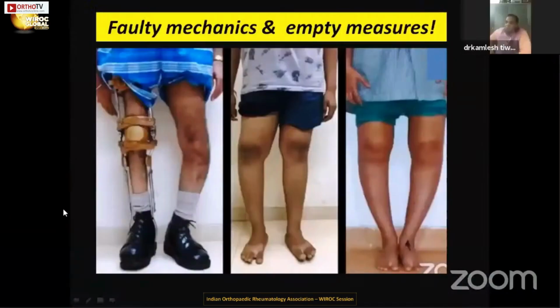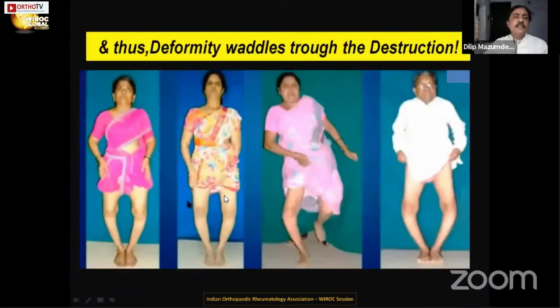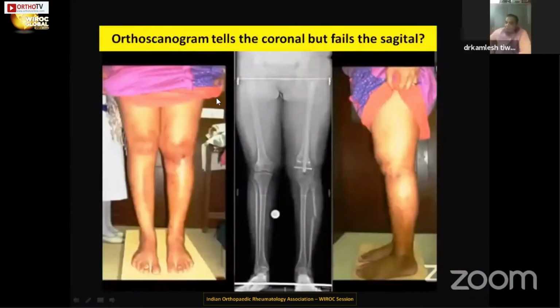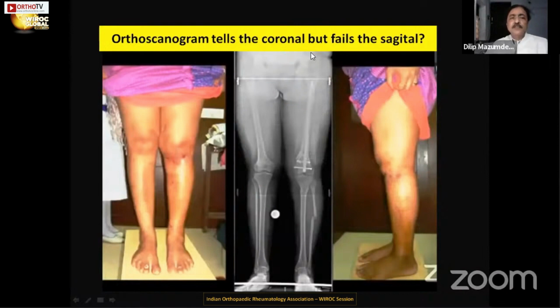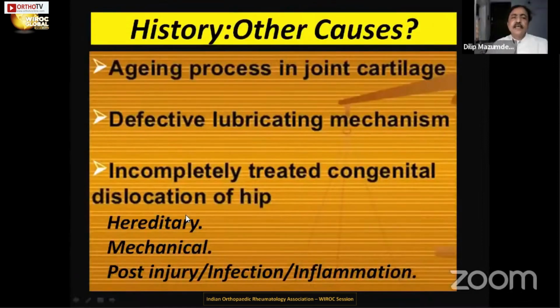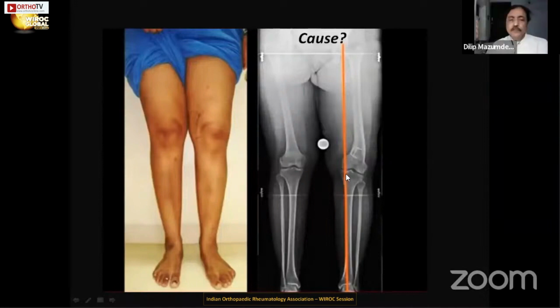So faulty mechanics and faulty measures, and thus the deformity, lead to the destruction. The orthoscanogram can tell you about the coronal plane, but fails in the sagittal, whether there is any flexion deformity or not. History of other causes: the aging process, a defective lubricating system. See the case, bent at the knee, at the horizon. This is not conforming to the horizon. You see, there is the obliquity.